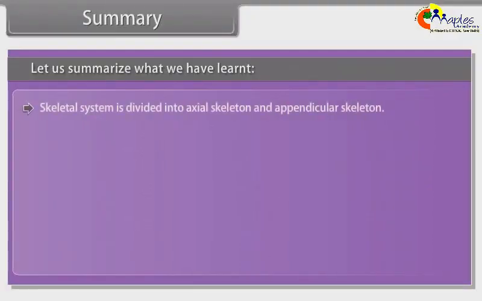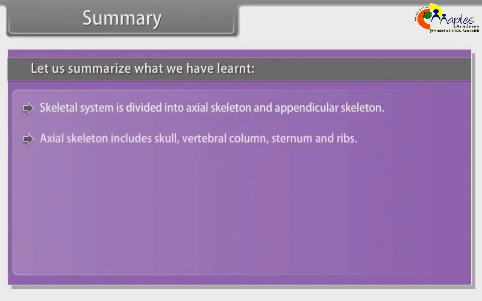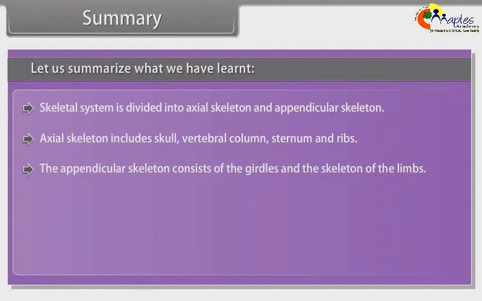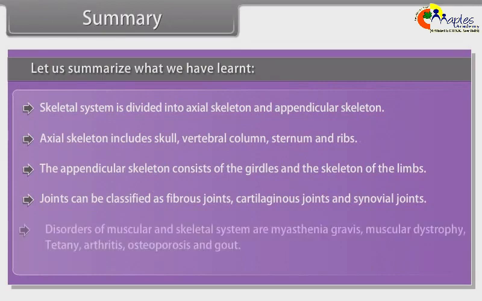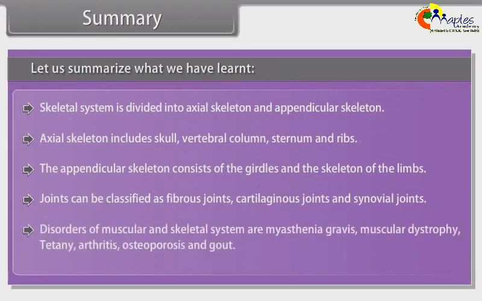Skeletal system is divided into axial skeleton and appendicular skeleton. Axial skeleton includes skull, vertebral column, sternum and ribs. The appendicular skeleton consists of the girdles and the skeleton of the limbs. Joints can be classified as fibrous joints, cartilaginous joints and synovial joints. Disorders of muscular and skeletal system are myasthenia gravis, muscular dystrophy, tetany, arthritis, osteoporosis and gout.